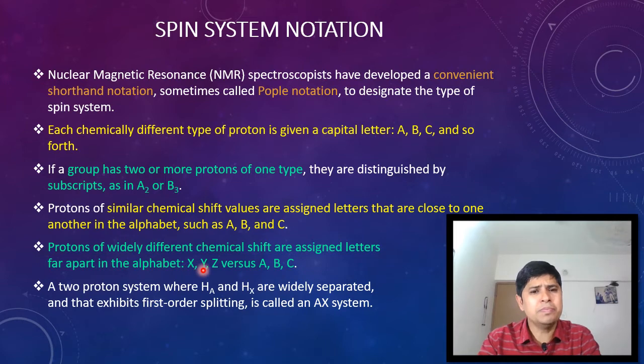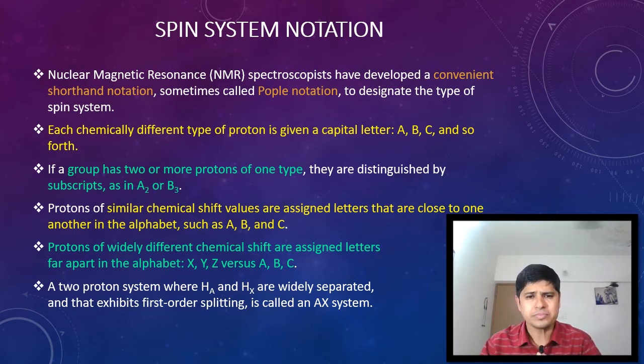Now see, the methyl group has 3 protons. If a group has 2 or more protons of one type, they are distinguished by a subscript, as in A2 or B3. So the methyl we will call A3, as CH3 has 3 protons. And the CH2 group has 2 protons, so we call the CH2 X, hence that will be X2.